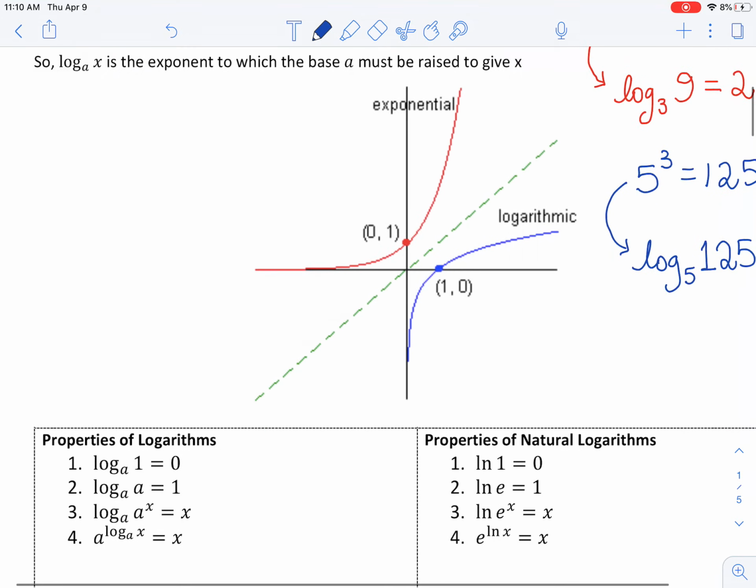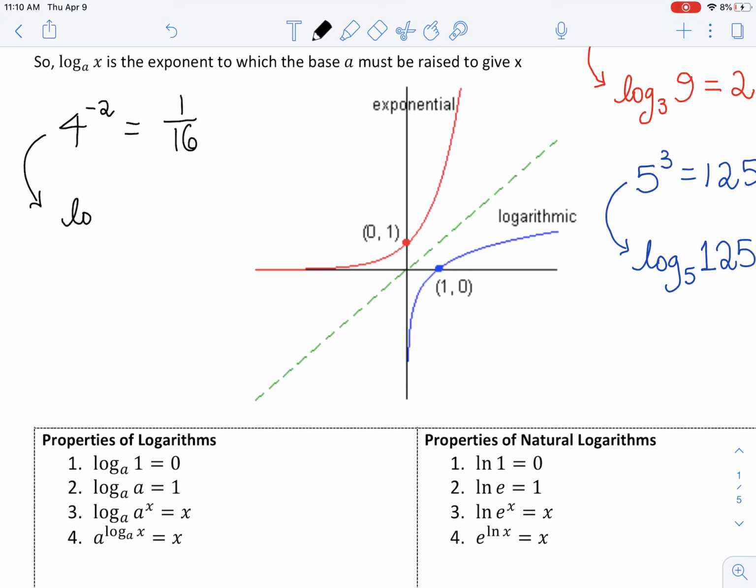Try this. I'm going to make up another one. Try 4 to the negative second power. And what's that going to be? If you raise 4 to the negative second power, well, that will turn into 1 over 16, right? Try to write this in logarithmic form for me. Stop the video and try to write this in exponential form. I'm sorry, logarithmic form, okay? All right, did you write it? It should be log base 4 of 1 over 16 equals negative 2.